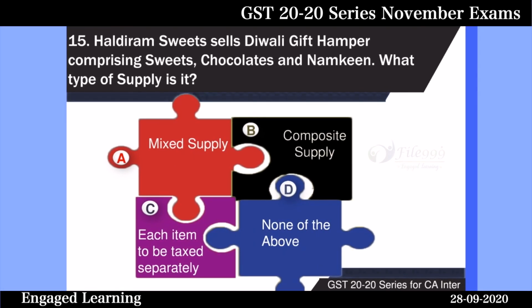Number 15 on your computer screen. Haldiram Sweets sells Diwali Gift Hamper comprising sweets, chocolates and Namkeen. What type of supply is it? Option A, mixed supply. Option B, composite supply. Option C, each item to be taxed separately. And option D, none of the above.